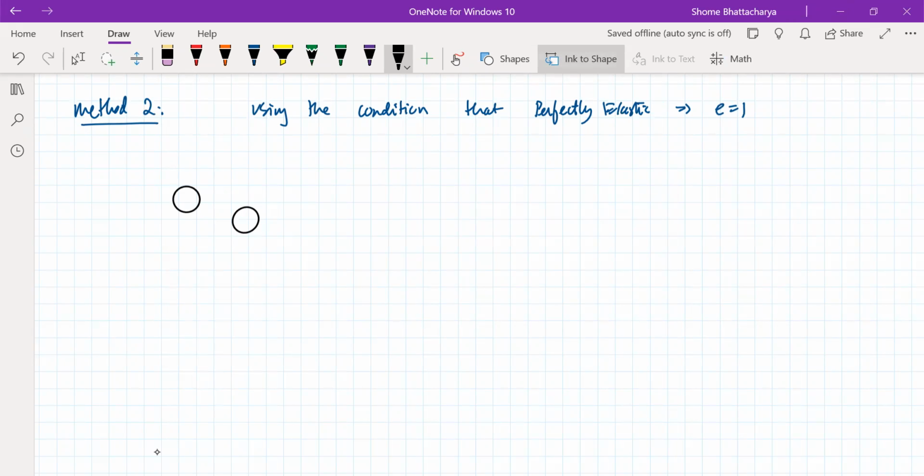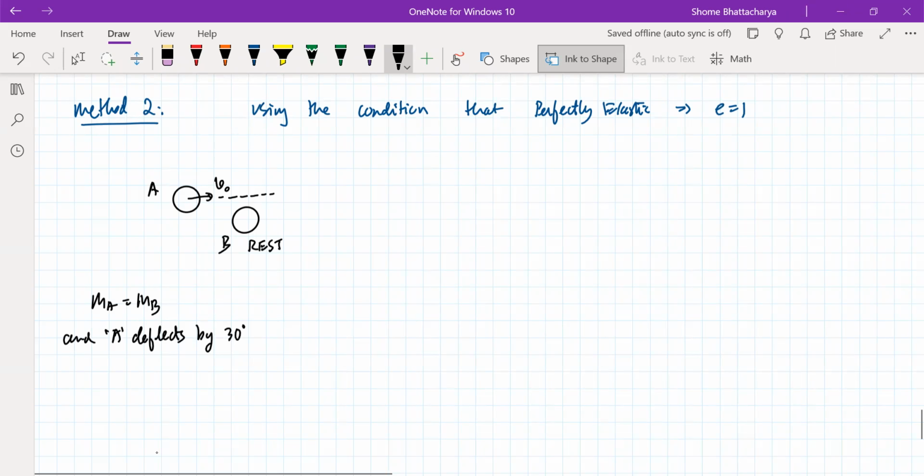Okay, so this one is at rest. This one is moving at V0 along this direction. Now, what was the information given to us? The information given is that the masses are equal, and that A deflects by 30 degrees, apart from the fact that E is equal to 1.